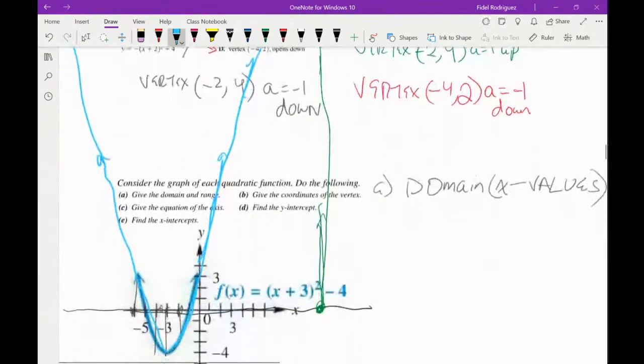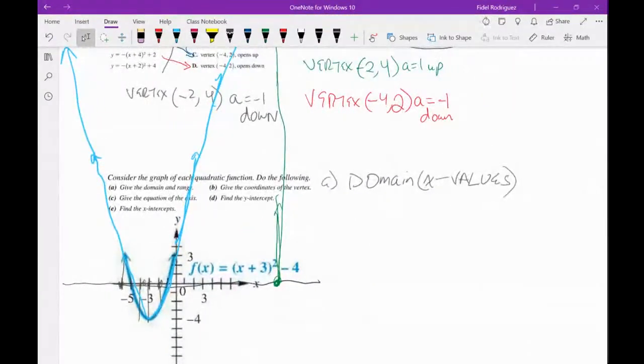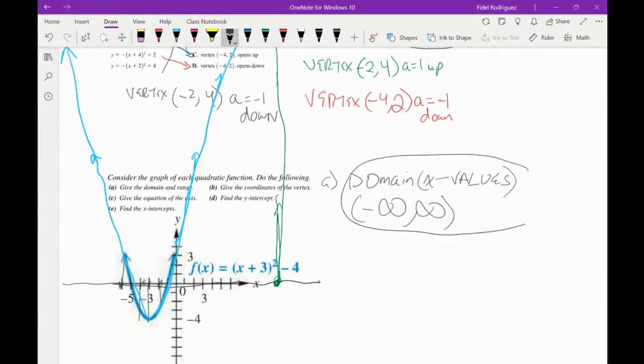Because this blue graph goes up forever and ever, no matter where we go on the x-axis, whether we move to the right or to the left, we should be able to hit our graph, okay? So for the domain, we're going to say it's all real numbers between negative infinity and infinity. The domain, y'all, is always going to be from negative infinity to infinity anytime I'm dealing with these, because no matter how far to the right or how far to the left we go, we should hit that graph, okay?